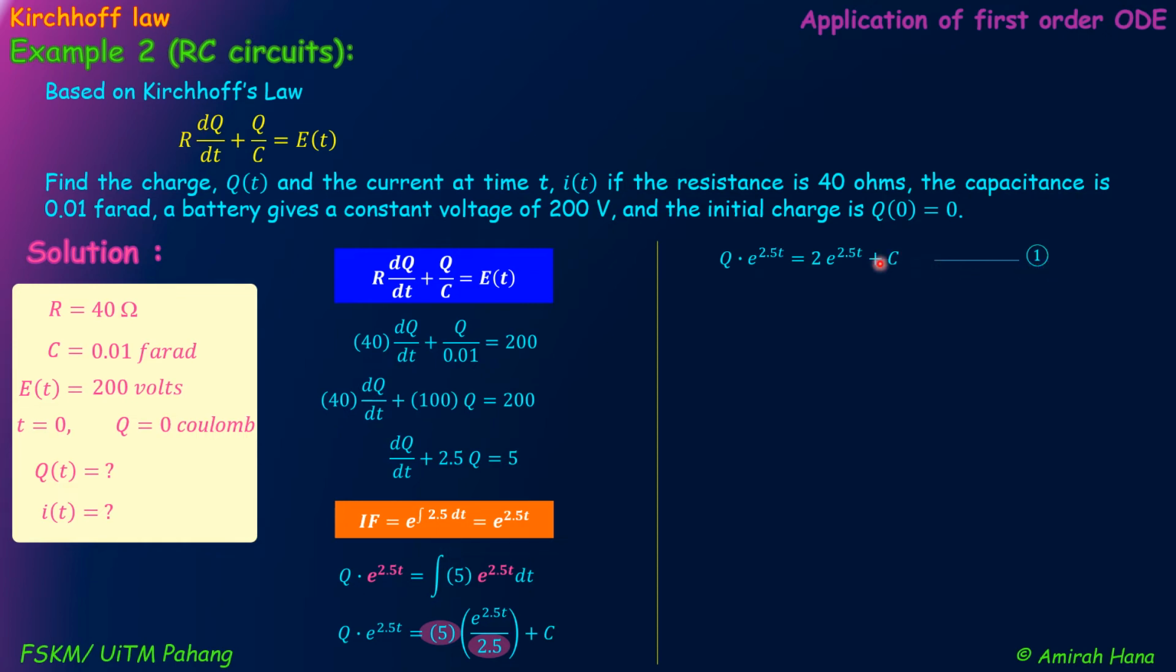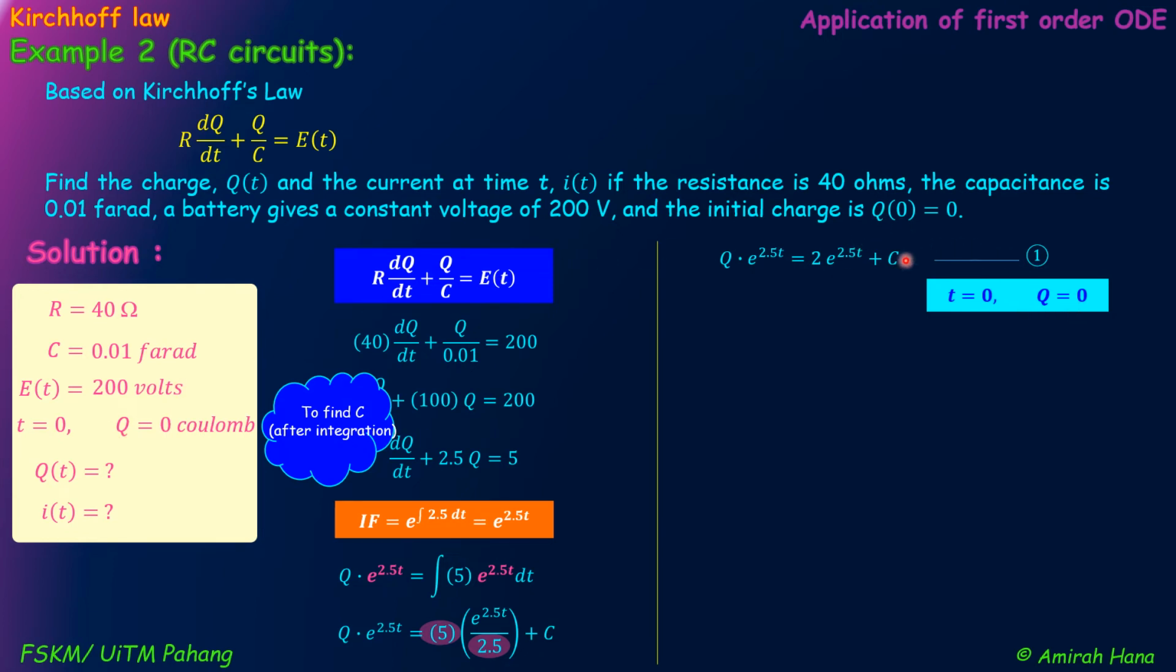Alright, from here we need to find c. Okay, so to find the value of c, we can use this initial condition. Remember, when we integrate using indefinite integral, we must put c at the back. And to find the value of c, we can use the given initial condition. So we substitute t equals to 0, q equals to 0 into equation 1. t means time. Okay, means when time equals to 0, the charge q equals to 0.